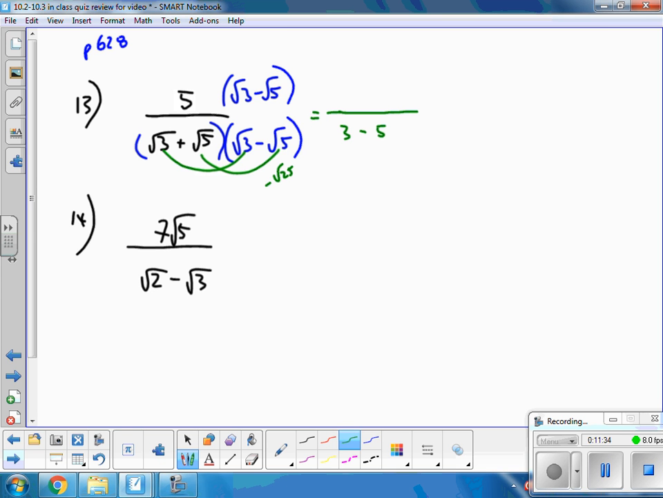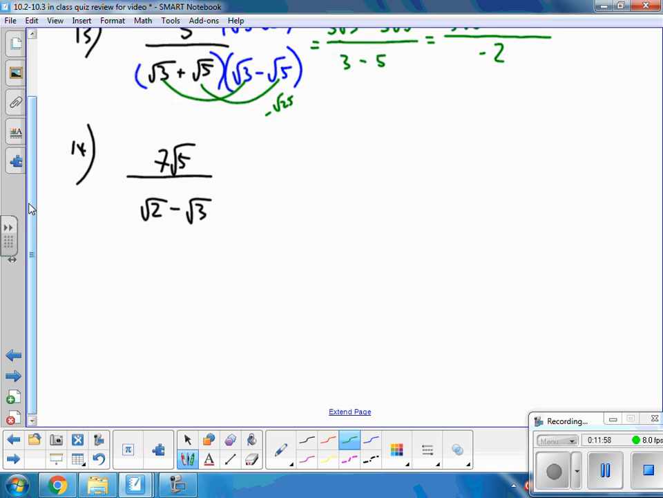I'll look at my numerator here. 5 times the square root of 3 minus 5 times the square root of 5. And it looks like I can't do anything to my numerator. And my denominator becomes 3 minus 5, so it's negative 2. And that is my final answer.